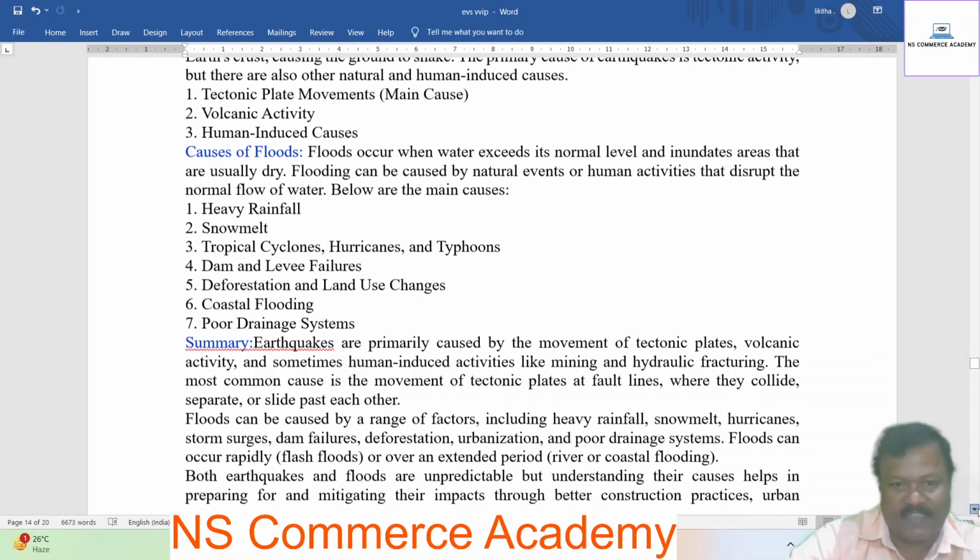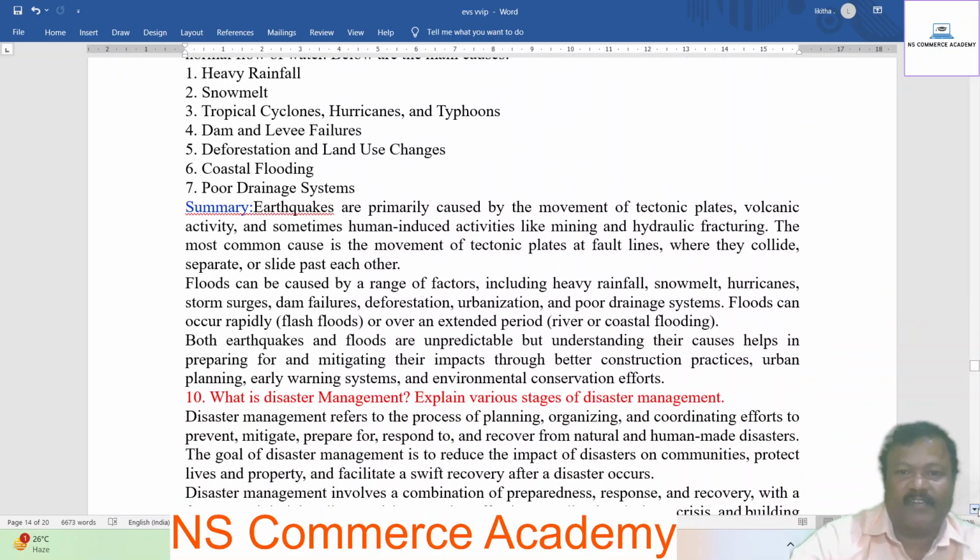Next, floods can be caused by a range of factors including heavy rainfall, snowmelt, hurricanes, storms, dam failures, deforestation, urbanization, and poor drainage systems. Floods can occur rapidly or over an extended period. Both earthquakes and floods are unpredictable, but understanding their causes helps in preparing for and mitigating their impact through better construction practices, urban planning, early warning systems, and environmental conservation efforts.